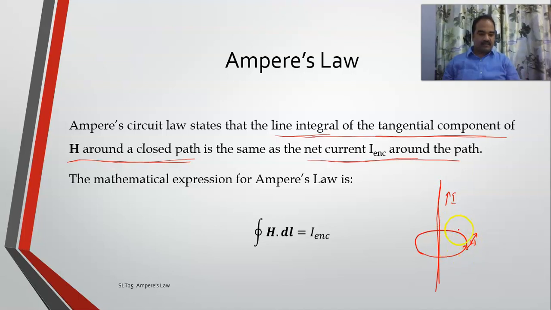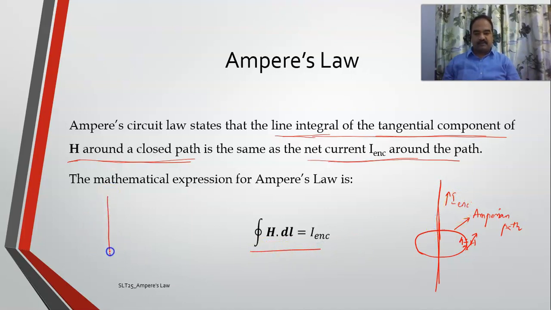Whatever the integral you are considering, this is dl, or the entire length, whatever the field intensity vector is, it is equal to the current which is enclosed by this path. And this path is called an Amperean path. So whatever current is enclosed by this Amperean path, this is I enclosed. So this is the equation.